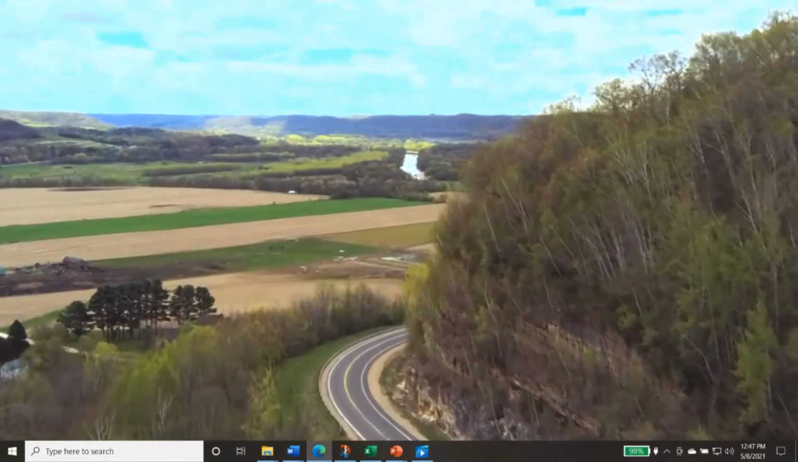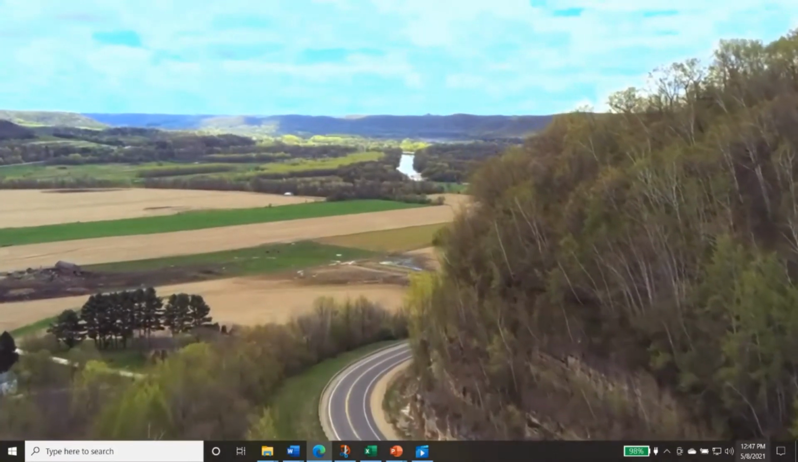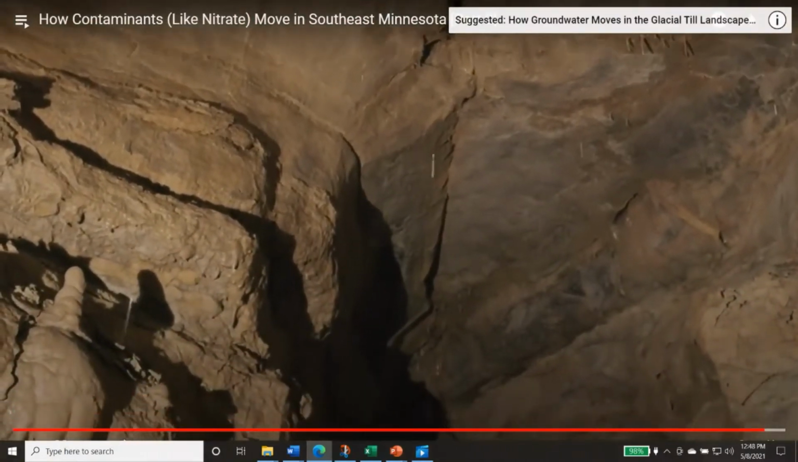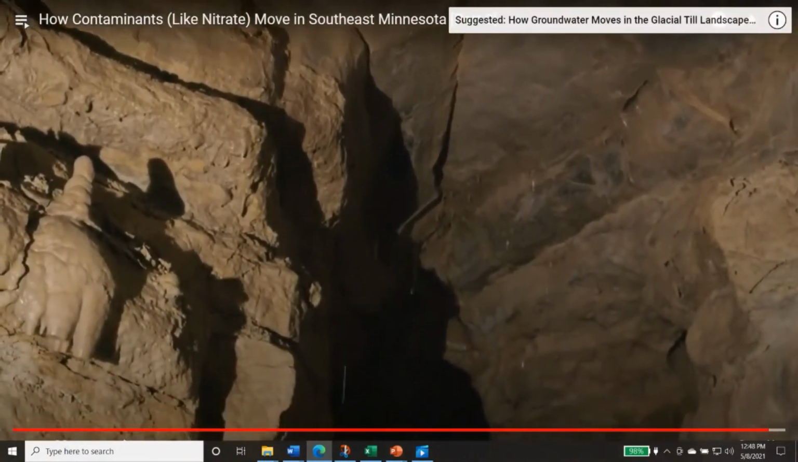The next time you drive through the area, consider how easily actions at the land surface can impact groundwater. Then continue to think about what you can do to protect this vital resource for everyone to enjoy.